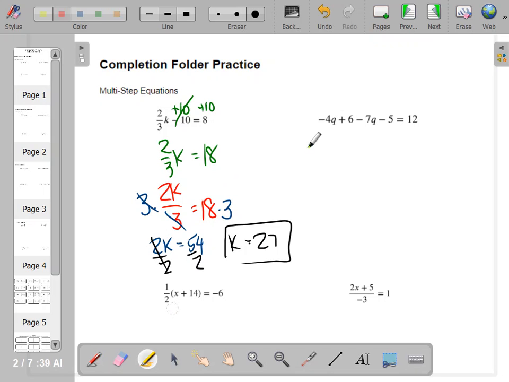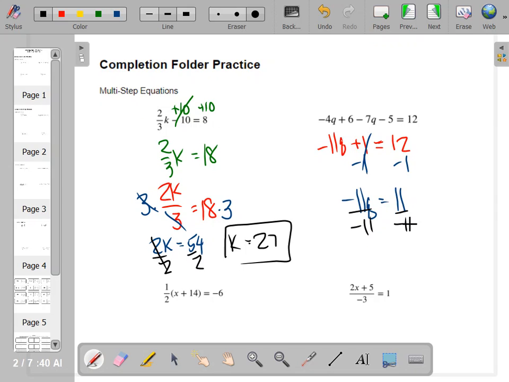Second problem, I have to combine some like terms. So I have q's, -4 and -7 make -11q. And I also have 6 and -5, so 6 minus 5 is +1. Kind of an equal sign. Next thing I'm going to do is subtract 1. And I have -11q equals 11. Last step, divide both sides by -11, and you get q equals 11 divided by -11 is -1.